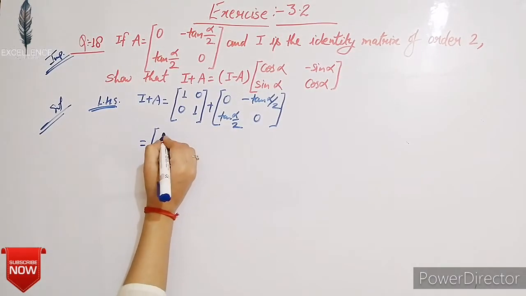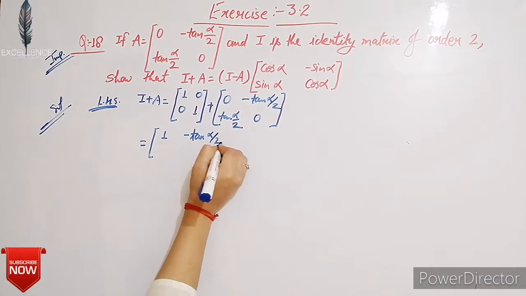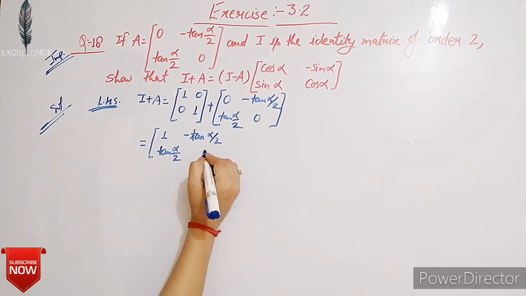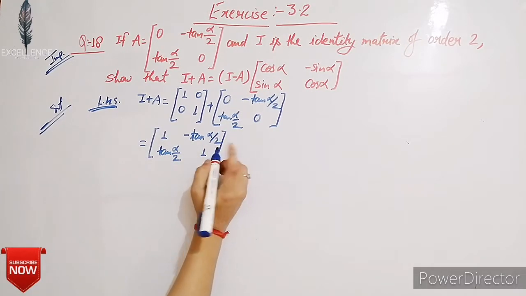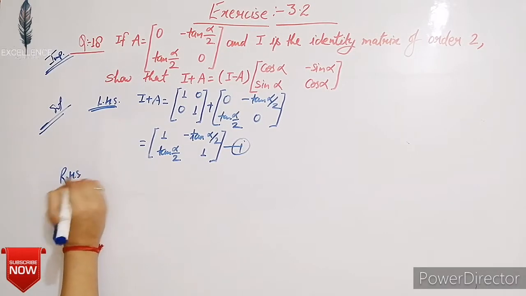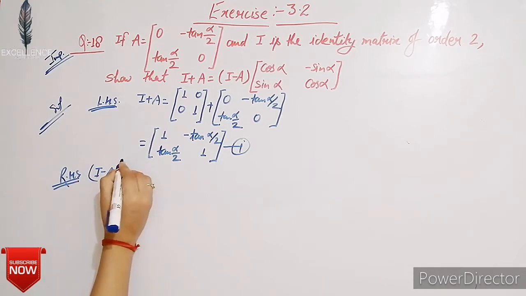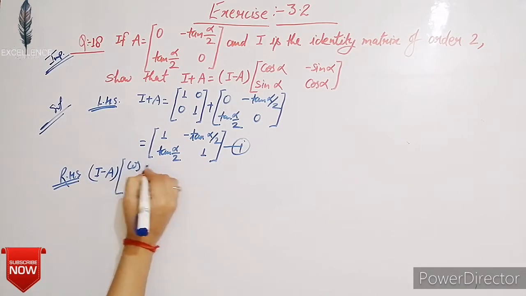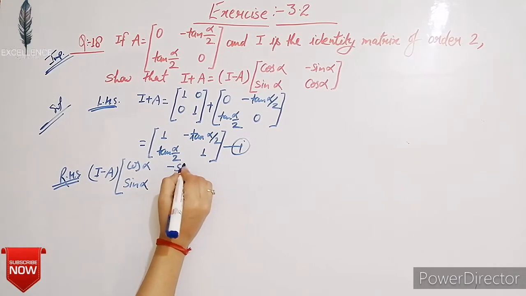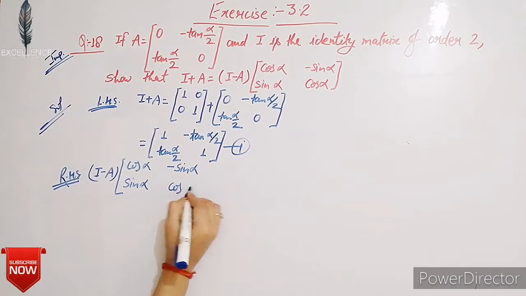On solving the corresponding elements, we have it is 1, minus tan alpha by 2, tan alpha by 2, 1. Okay. Let it be equation first. Now RHS part. RHS part is I minus A, multiplied by cos alpha, sin alpha, minus sin alpha, and last element is cos alpha.